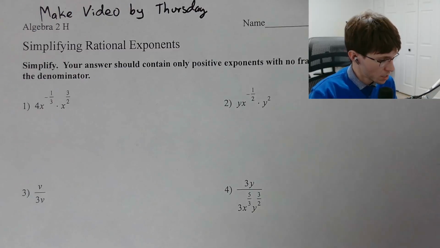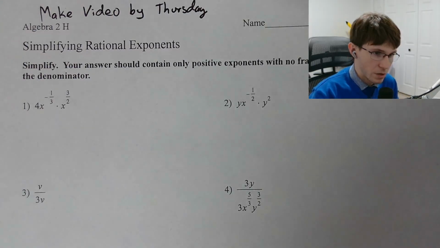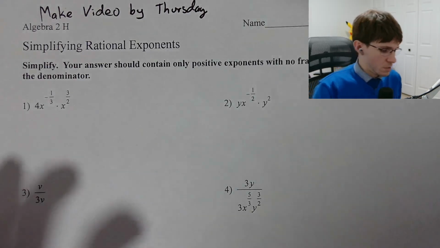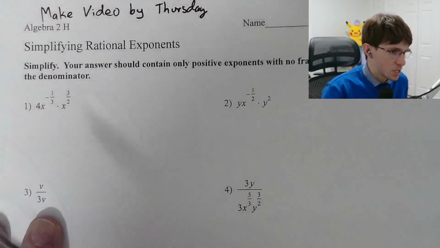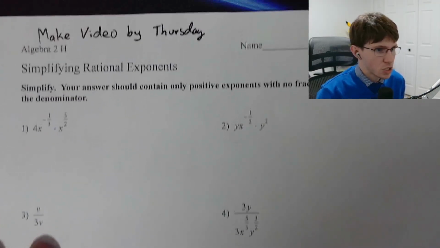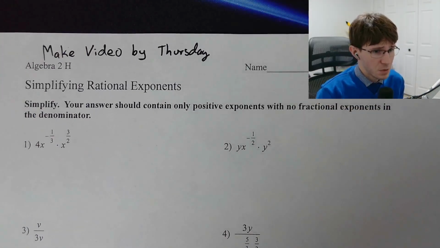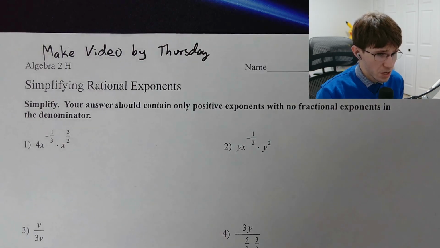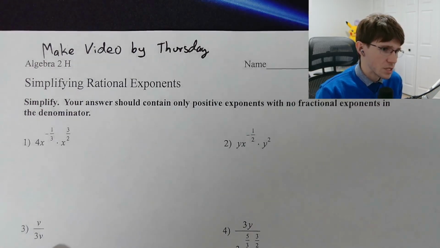What's happening, guys? Let's get going on this simplifying rational exponents as requested by one of my former students. So simplify, your answer should contain only positive exponents with no fractional exponents in the denominator. So no negatives allowed, no fractional exponents in the denominator. That's all we're going to be doing.